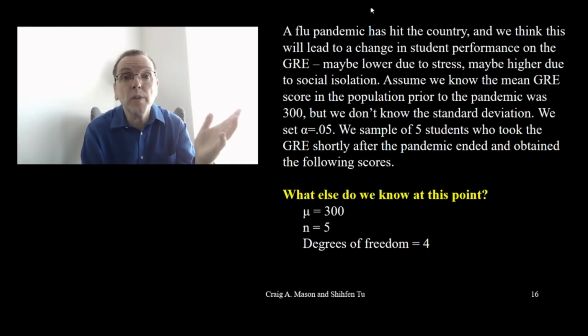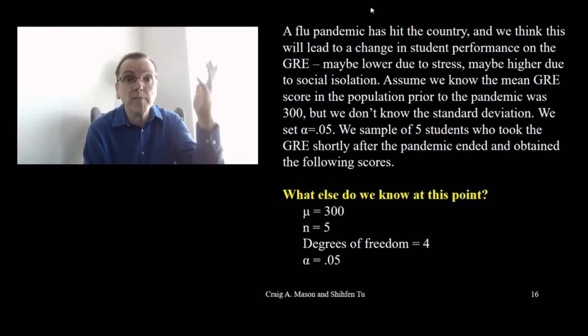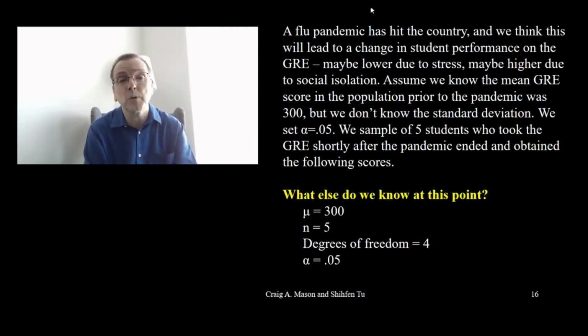We also know that our alpha is 0.05 because we stated it up front in our description of the question. Now, notice that based on all of this, we can also determine the critical t-score we need in order to reject the null hypothesis.